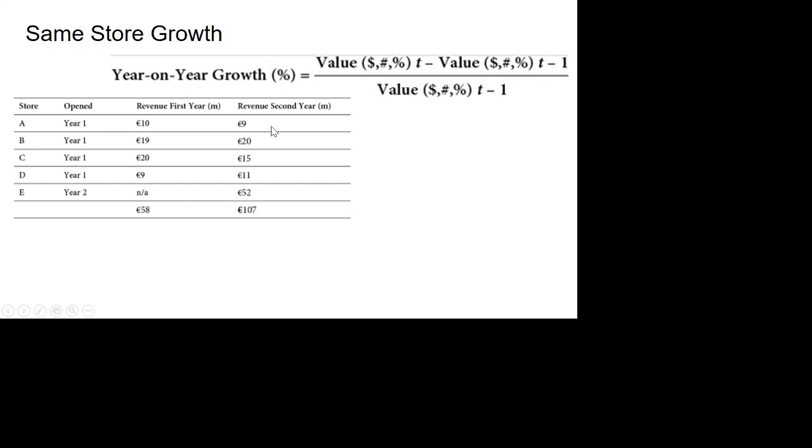Basically, you take the same year-on-year growth formula, but you're not going to include in this formula any new locations. All you're going to do is include the locations that existed in full during both particular time periods. So here's an example from the book. This is specified in euros instead of dollars. You've got this company that in year one opened 4 stores, and in year 2, they opened a 5th store, okay? And here's their revenue in that first year.